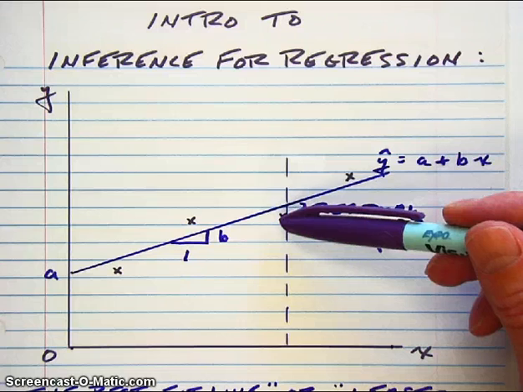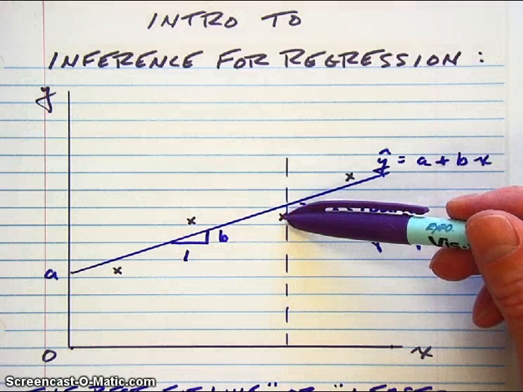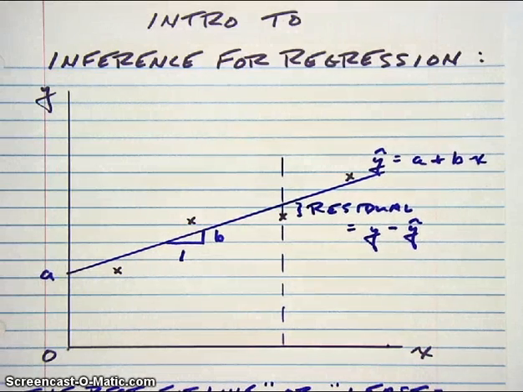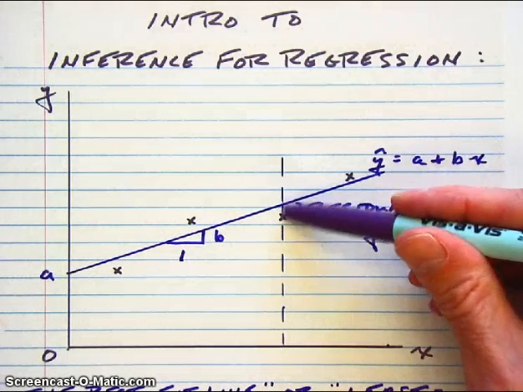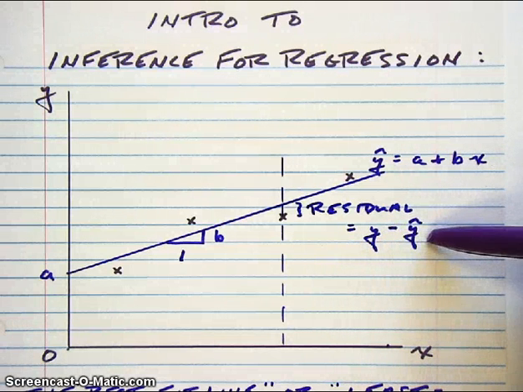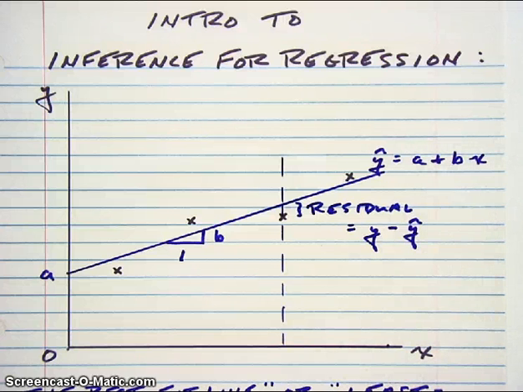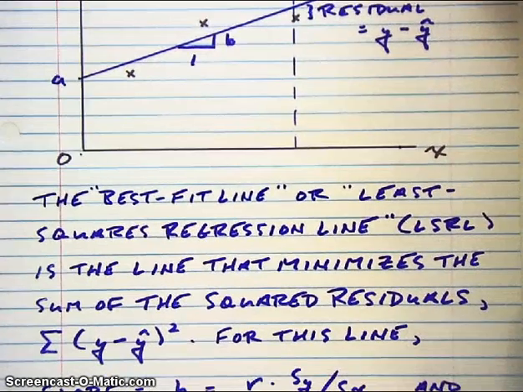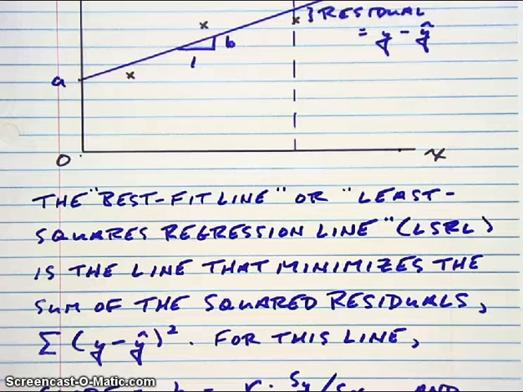And because there's a difference between the y values that you observe and the y values that you predict on the line, those differences are called the residuals. They are the difference between the observed y and the predicted y on the line. And the way we fit the line best is to choose values of a and b that minimize the sum of the squared residuals. So that's what we call the least squares criterion. The best fit line, or least squares regression line, is a line that minimizes the sum of the squared residuals.